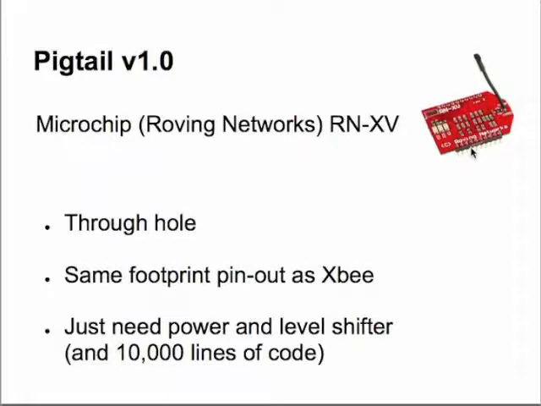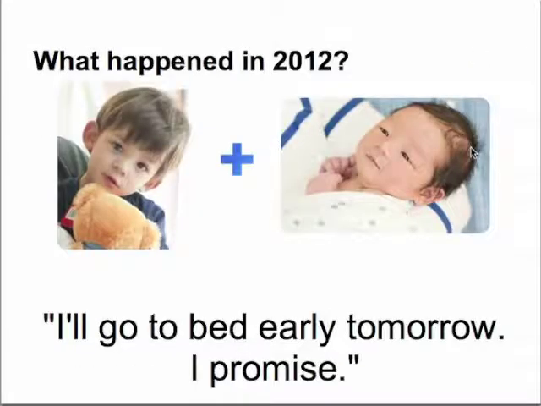So then I just needed to get some power to it. It's a 3.3 volt module, and I had to do the serial TTL to RS-232 level shift, and then just write a bunch of code into Hamlog, and we have something working.